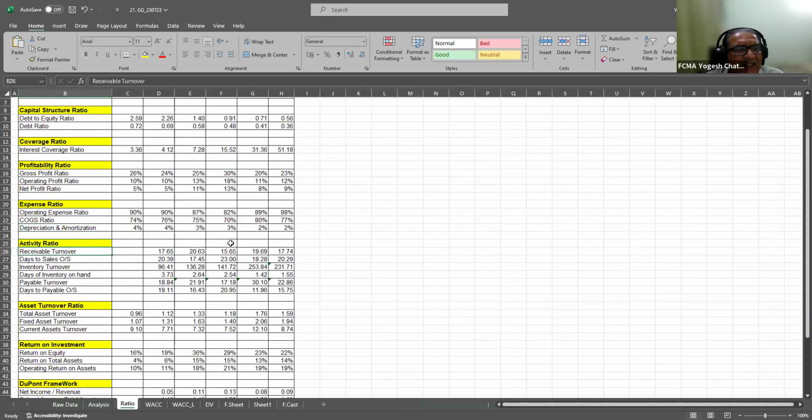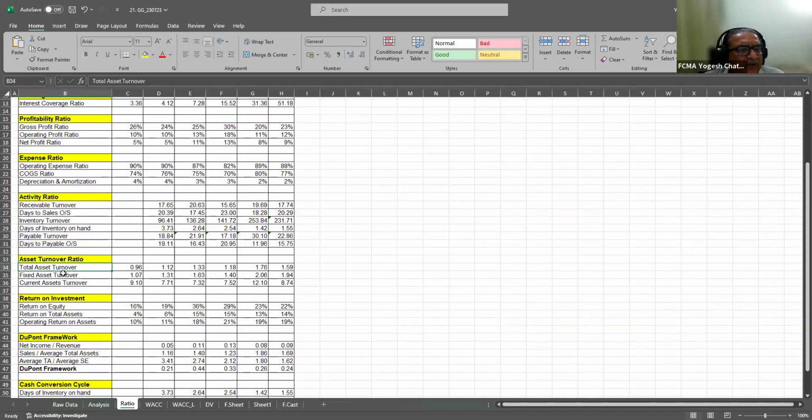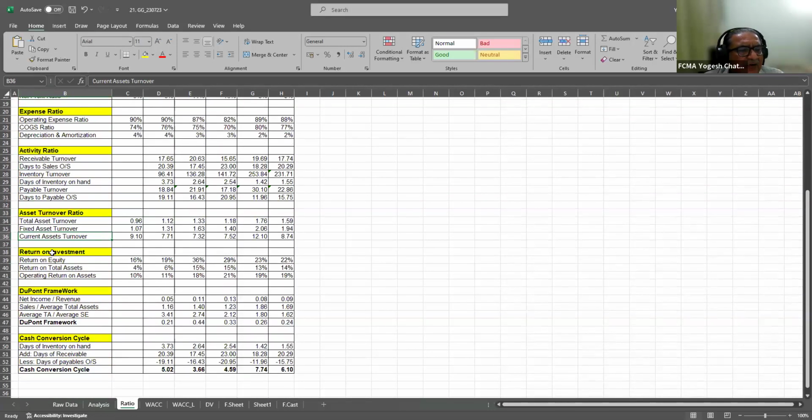Then activity ratios. So we can have the receivable turnover ratio, days sales outstanding, inventory turnover, days of inventory on hand, payable turnover, days payable outstanding, asset turnover ratio. So total asset turnover, fixed asset turnover, current asset turnover, return on investment. So return on equity, return on total assets, operating return, and the DuPont framework, again very important. That will break down the return on equity in 3 or 4 stages.